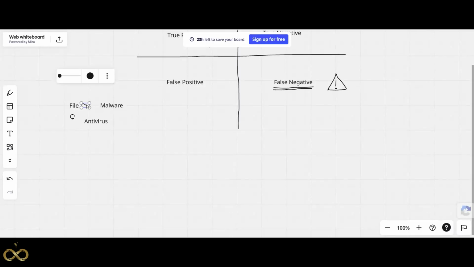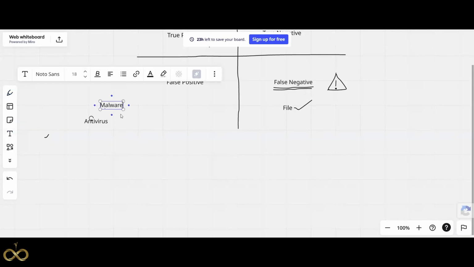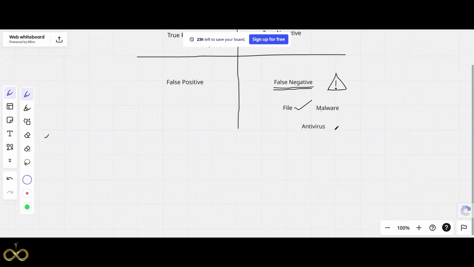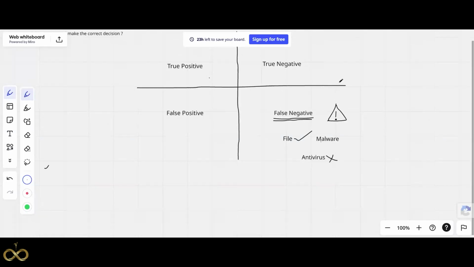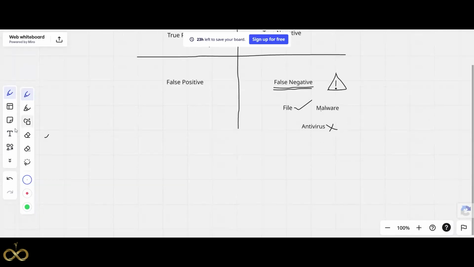Now the last situation, which is a file does have a malware. Malware exists on that file, but your antivirus says there does not exist any malware. Critical situation, dangerous situation. This is false negative. Is this clear now? All the terms? Yes.